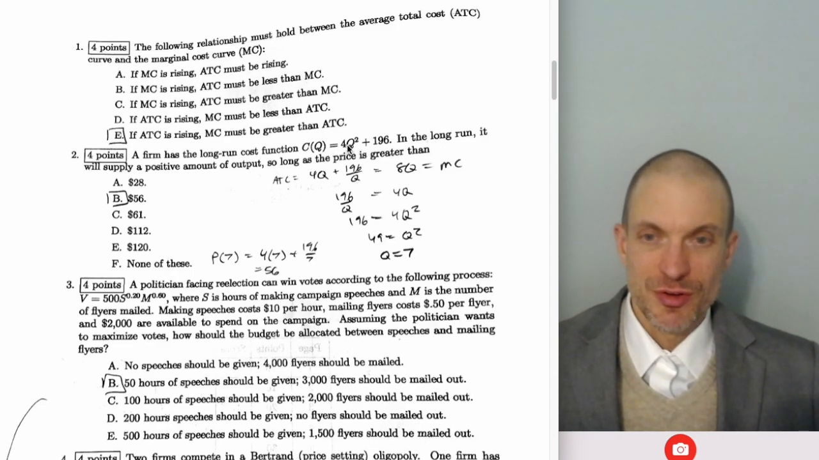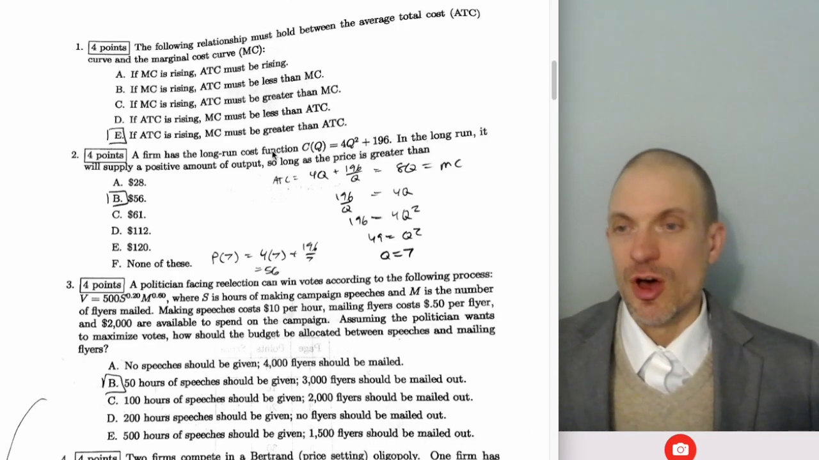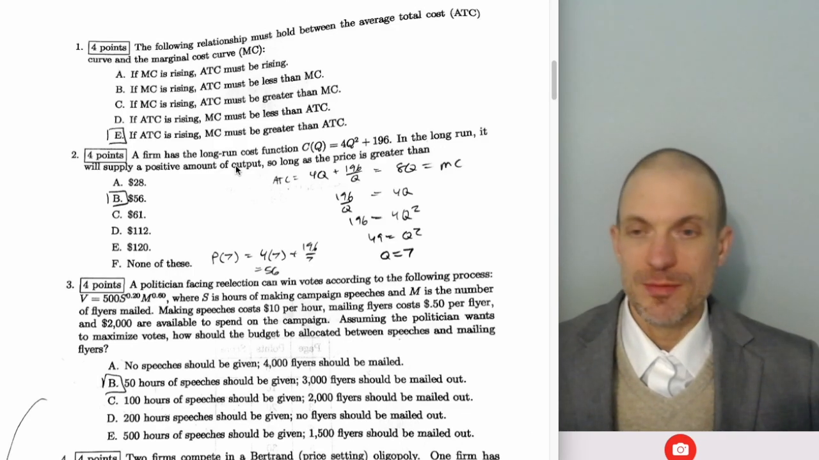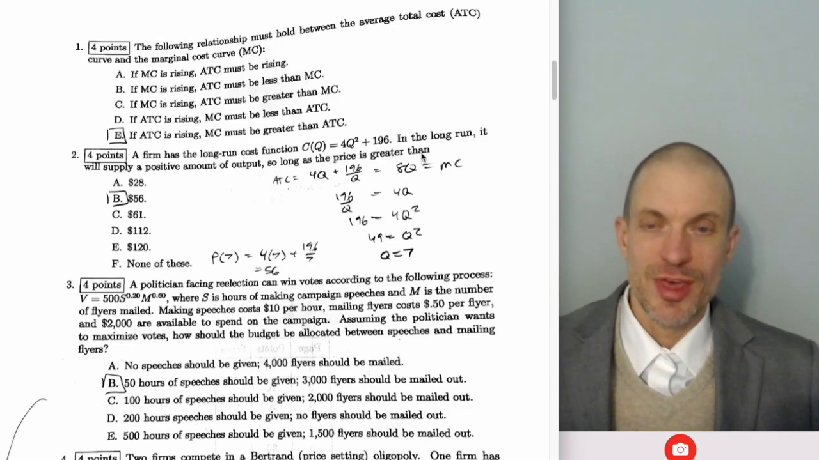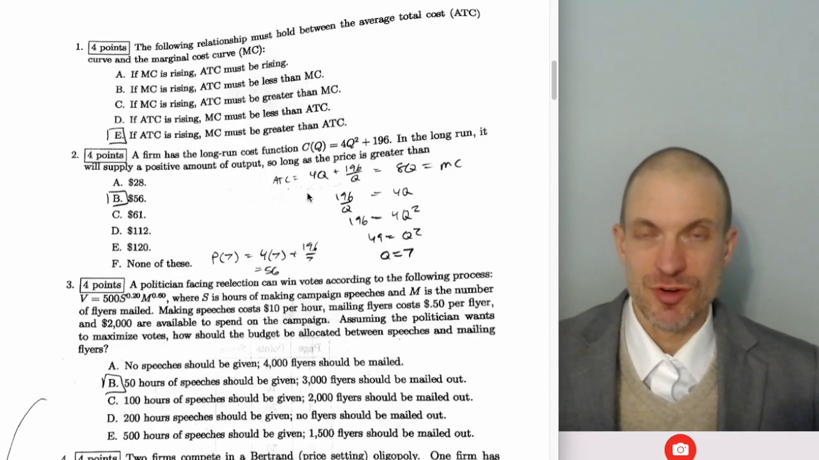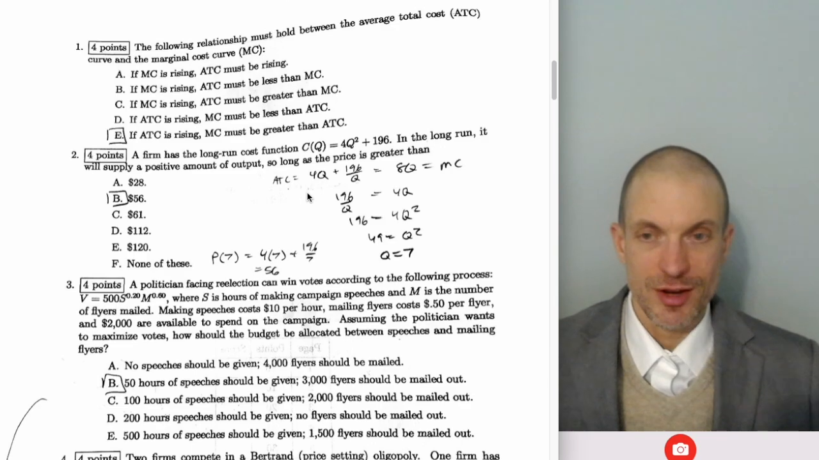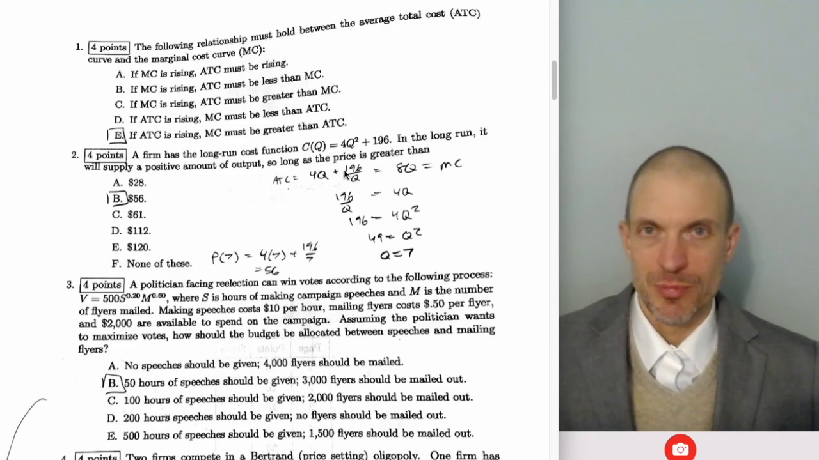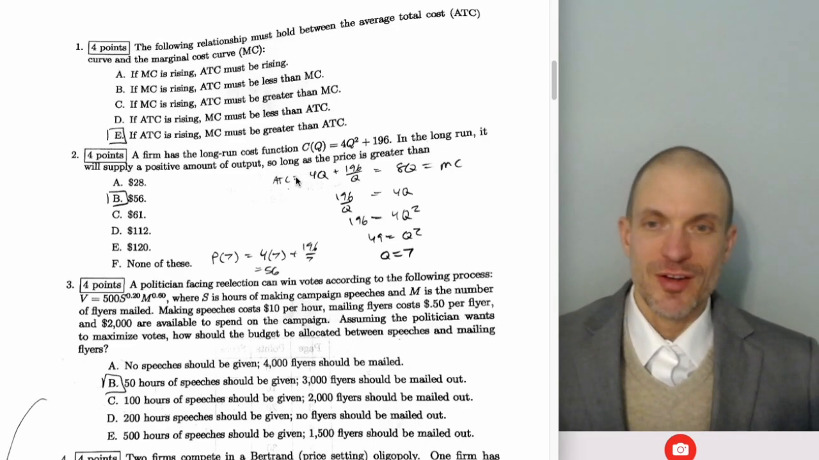Firm has a long run cost function, C of Q is equal to 4Q squared plus 196. In the long run, it'll supply a positive amount of output, so long as the price is greater than. Okay, so we're basically trying to find where average total cost equals marginal cost. There's a couple different ways we could do that. One is we could get an expression for average total cost, get an expression for marginal cost, and find their intersection. Another thing you could do is get an expression for average total cost, take the derivative, and then find the first order condition. That'll be the quantity, and then you have to go back and find the associated price either way.